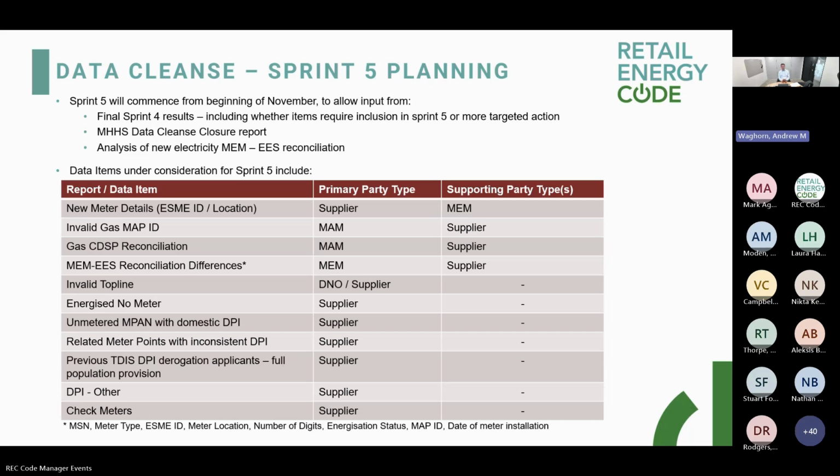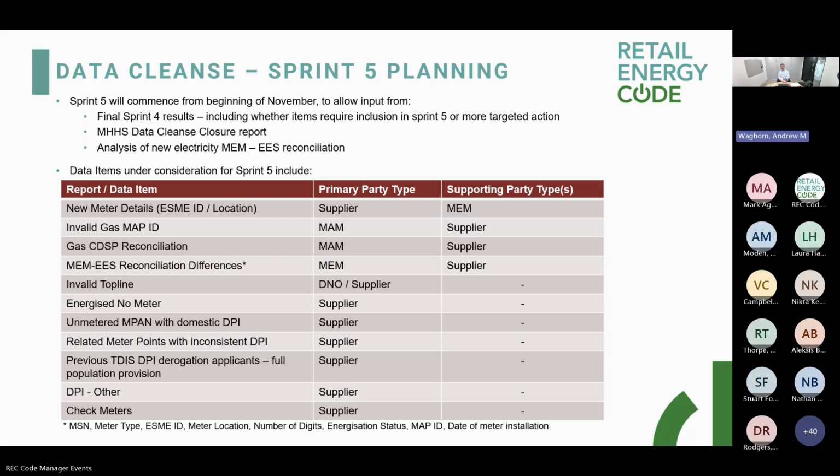So in terms of candidates for sprint 5, we've got a table there, and I've called out where appropriate what I would call the primary party type. So this is the person who will generally need to take the action to resolve the data issue. And then in some cases, there is a supporting party type. When we say supporting party type there, we really mean a party that we will also provide a copy of their cut of the report to, because they may need to work with that primary party type to help them correct that. They may have the data to help with that.